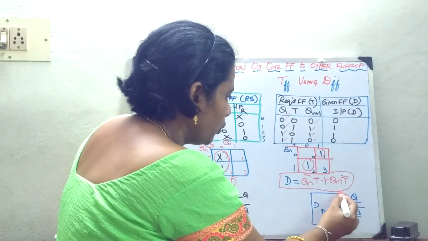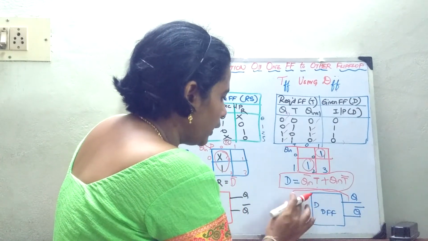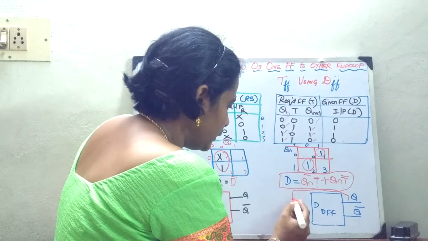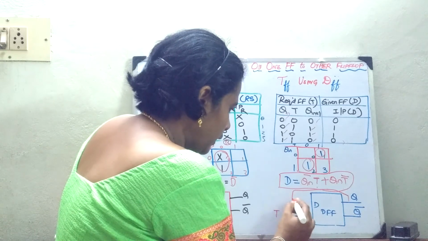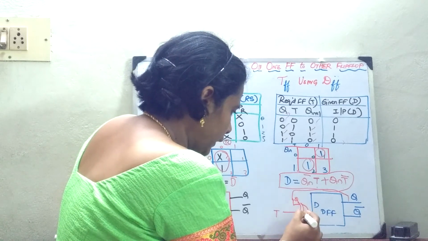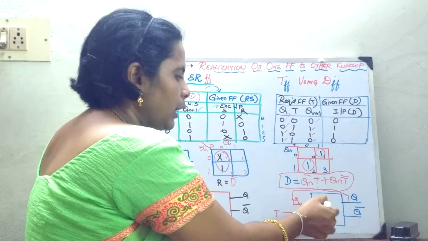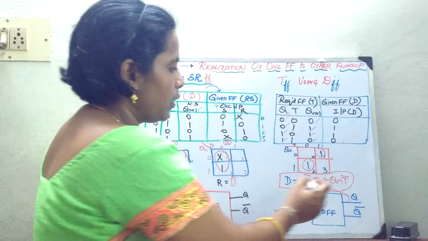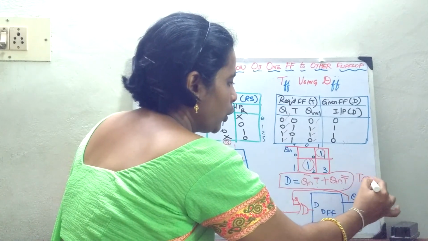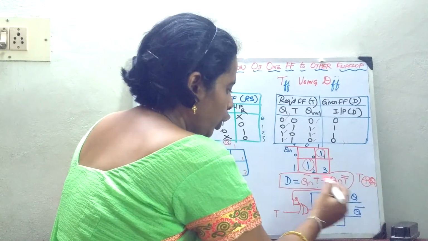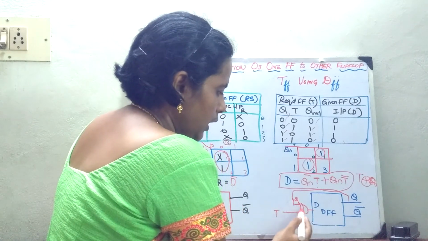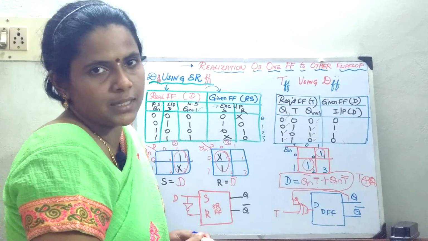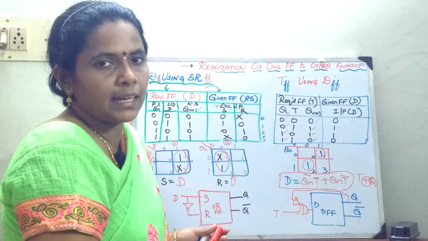Q, or I can draw it like this: T, and this is Q. If I put an XOR gate, then the D flip-flop is realized as a T flip-flop, because this is nothing but T XOR Q. So take the input from Q and one more input T, give an XOR gate, and thus your D flip-flop is realized as a T flip-flop.